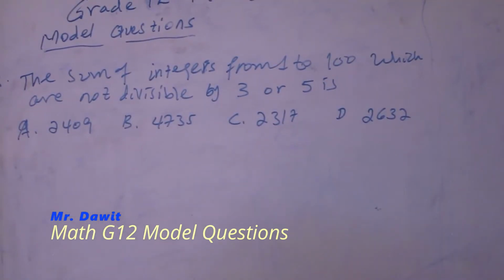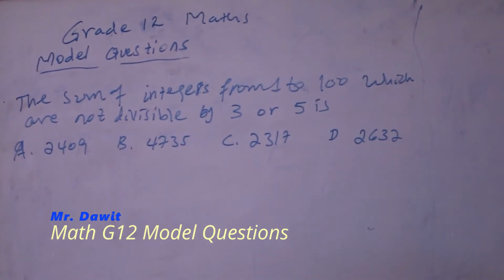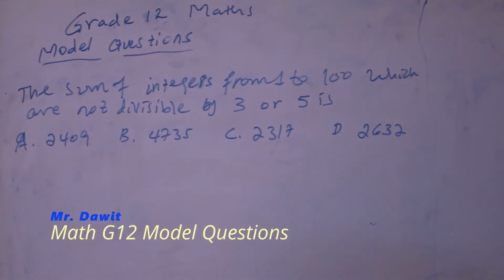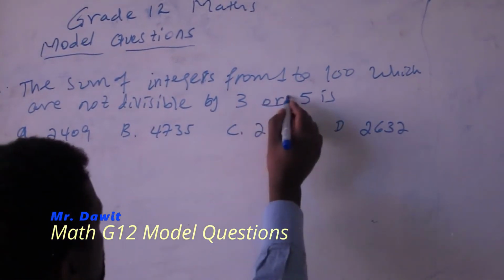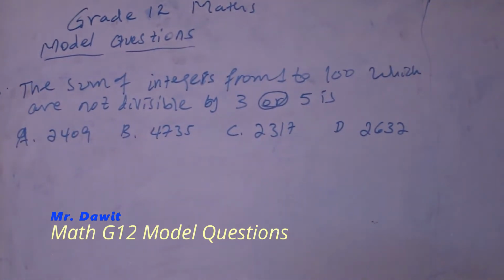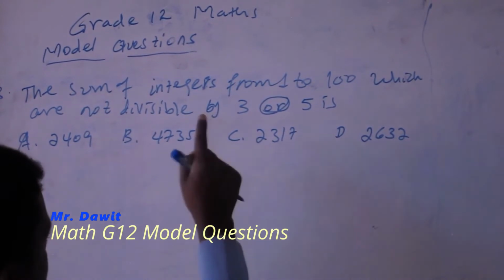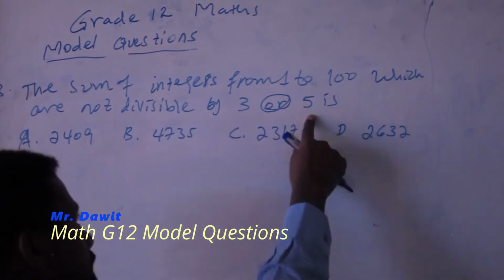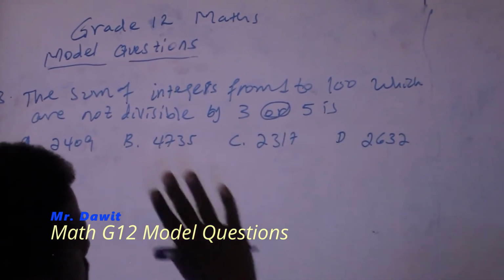The third question says: the sum of integers from 1 to 100 which are not divisible by 3 or 5. Don't forget, this word is very important. It says what? 3 or 5. In this case, we have to find the numbers which are divisible by 3, those divisible by 5, and those divisible by both numbers. Okay, and this is the concept.